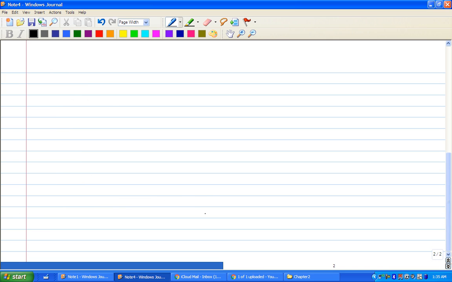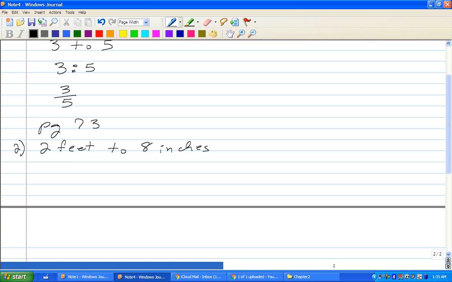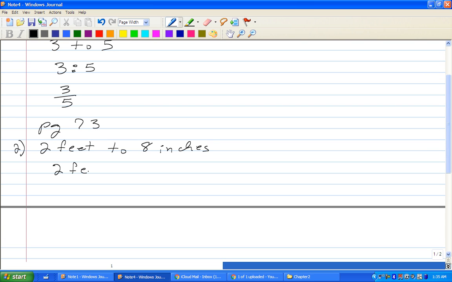Okay, so 2 feet. Well, I have 2 feet to 8 inches. In 1 foot, there are 12 inches. Therefore, in 2 feet, there are 24 inches. Notice that I can cancel the units. In general, in a ratio, I can cancel units.